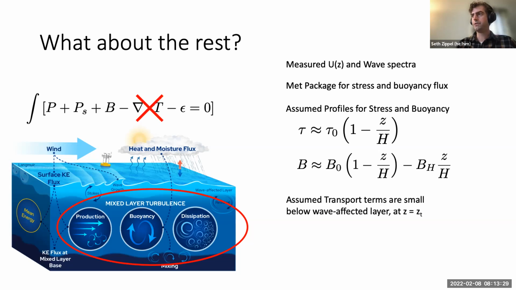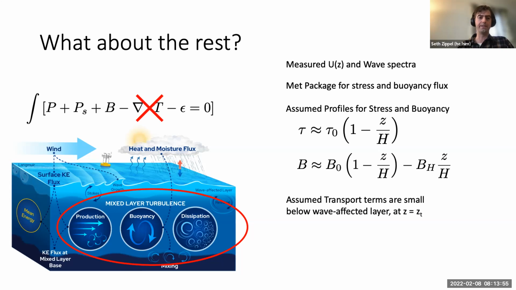I mentioned this wave affected layer, where the transport terms and the dissipation rate are important. Those are mostly contained to a thin layer on the order of a few wave heights. But below that layer, we're going to assume that the transport divergence terms are actually small. I'm going to call the depth at which this transition occurs Z sub t.